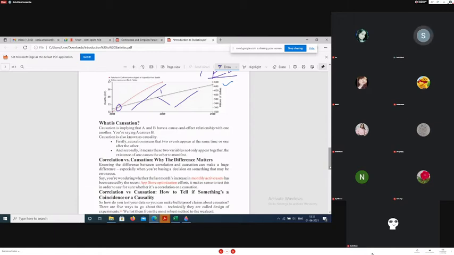Now, first, causation means that 2 events appear at the same time or one after the other. Secondly, it means that 2 variables not only appear together, the existence of one causes the existence of the other. So this is basically causation. Now, correlation and causation can occur simultaneously, but this doesn't mean that if there is a correlation, there is a causation.